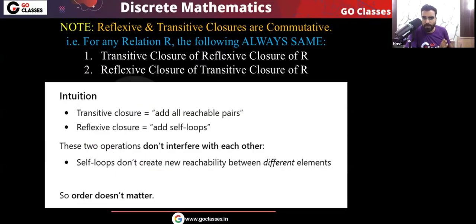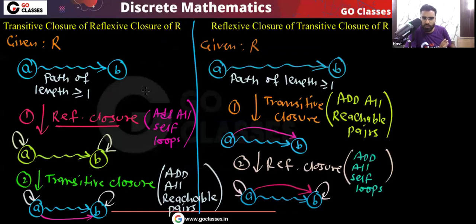I hope you understood. So you can see here the proof I have given you: whether you first find the reflexive closure and then the transitive closure, or first find the transitive closure and then the reflexive closure, the final result will be the same. So reflexive closure and transitive closure are commutative. You can perform them in any order, the final result will be the same.